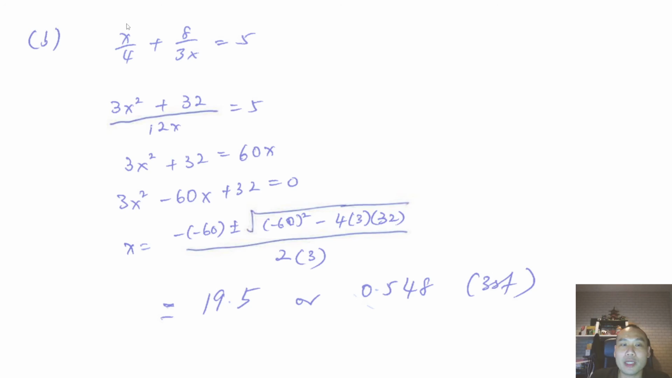For part B, this time round we are given fractions. No issue. We can handle this, right? The idea is to first combine them by getting a common denominator. The common denominator between 4 and 3x will be 12x, right? So (3x squared plus 32) over 12x equals 5. Cross multiply, that means I multiply by 12x on both sides. So 3x squared plus 32 equals 60x. Rearrange them so that we have ax squared plus bx plus c. So a is 3, b is -60, c is 32. Plug them into the formula and we have x equals 19.5 or 0.548. All right, have a nice day.